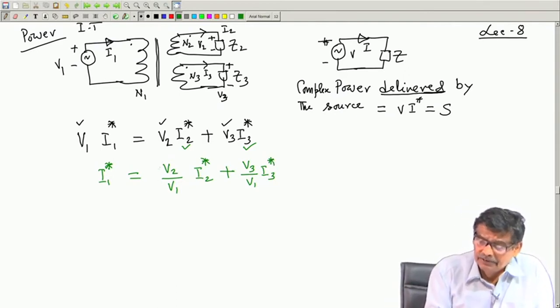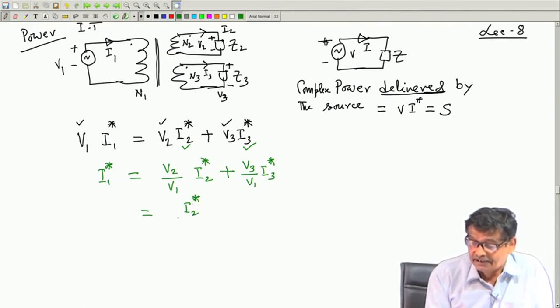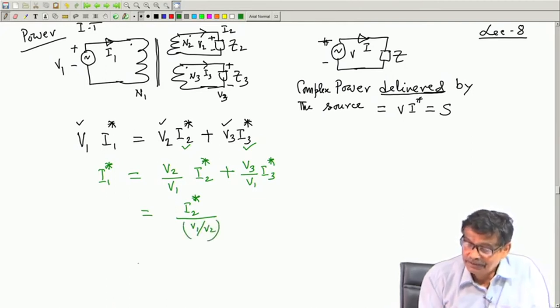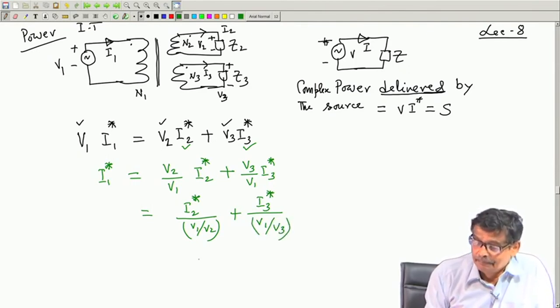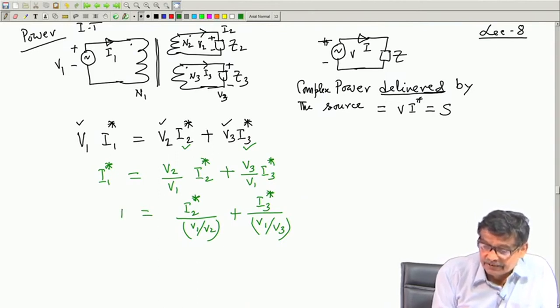So, these will give you the turns ratio. It is essentially another way of showing that the reflected current of this one is V1 by V2, which is nothing but N1 by N2. Similarly, this is I3 star times V1 by V3, that is N1 by N3. So, I will get I1 star.